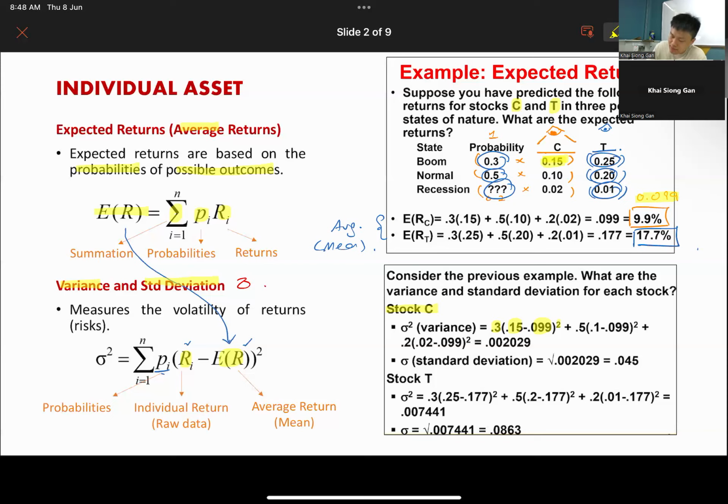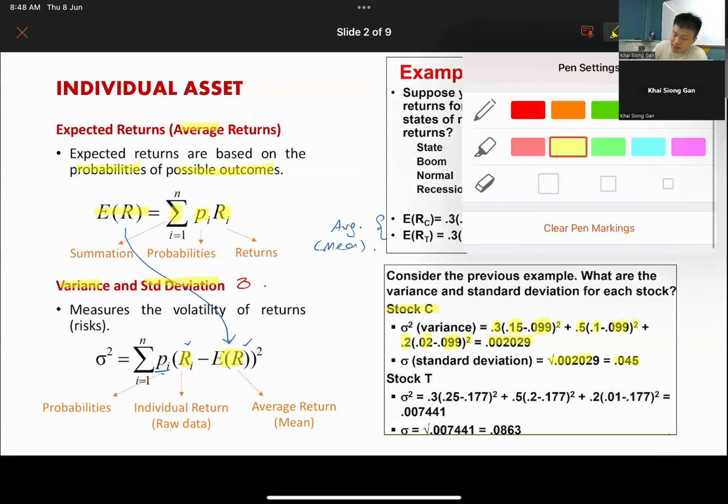You know that there is 50% in normal state, and the individual return is 0.1, so 0.1 is here, minus the expected return 0.099. Do not forget the square as well, and plus the last one, to see the differential between the individual return 0.02 minus the expected return, square it, and then times the probability. At the end you get these answers. And do not forget, this is variance. If I have to calculate standard deviation, I have to square root it and you get these final answers.